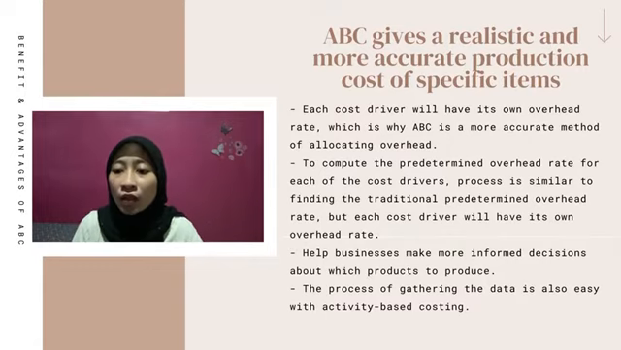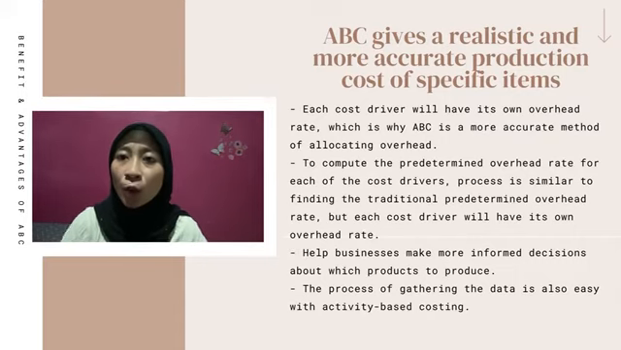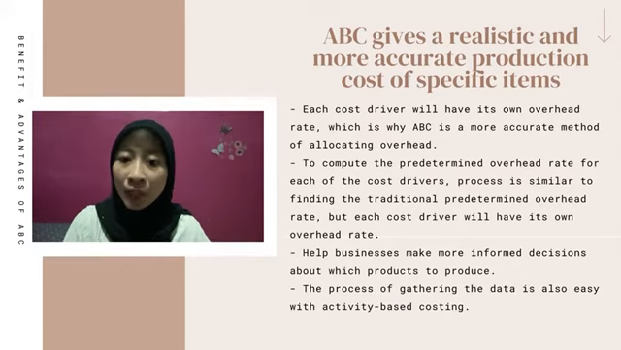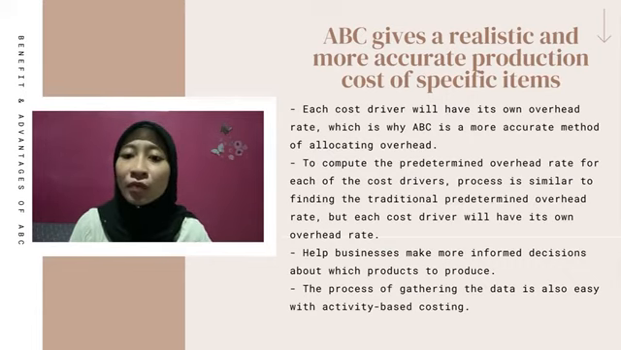overhead. For instance, if you use traditional allocation to calculate our overhead cost, usually the cost basis that we use is machine hour, direct labor hour, or direct labor cost. But if we choose activity-based costing, we will use more cost drivers to calculate our overhead cost by the activities that we have in our company.